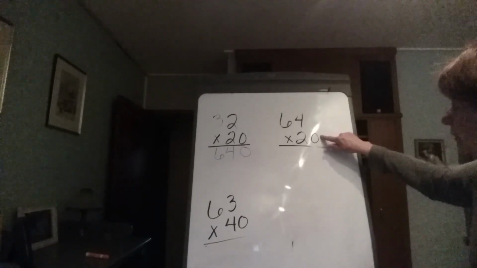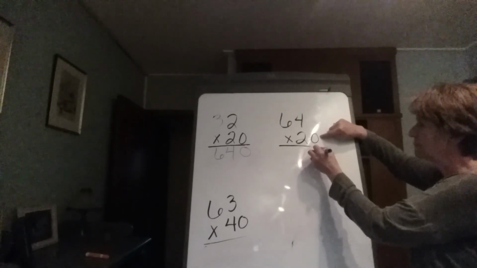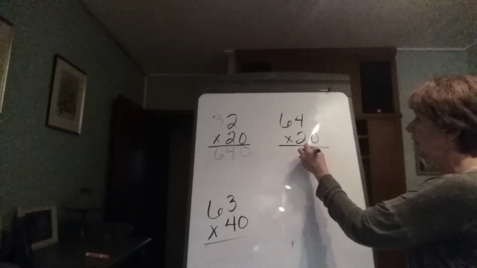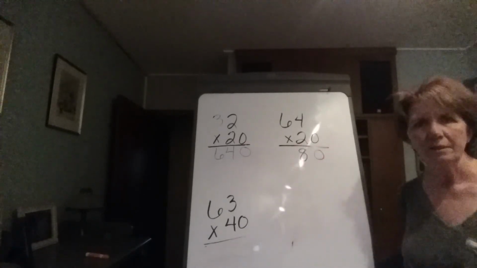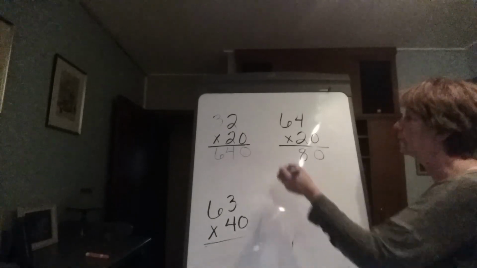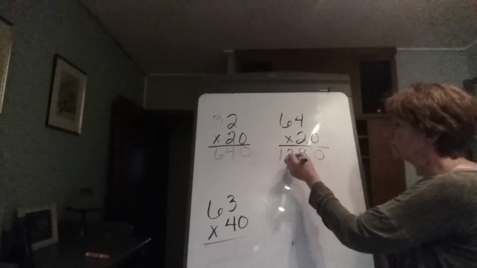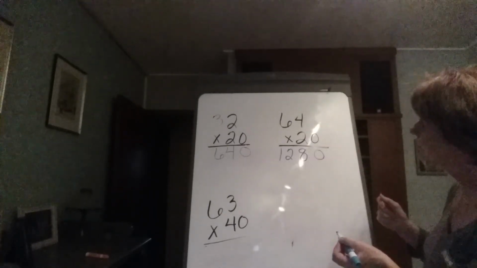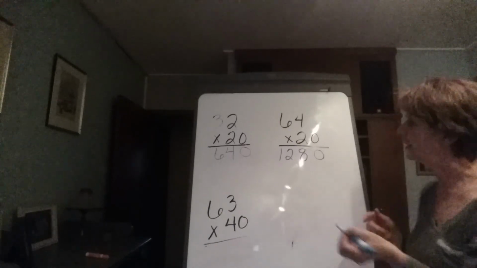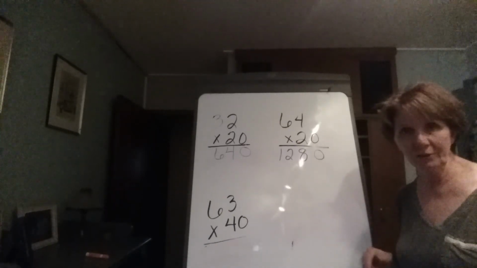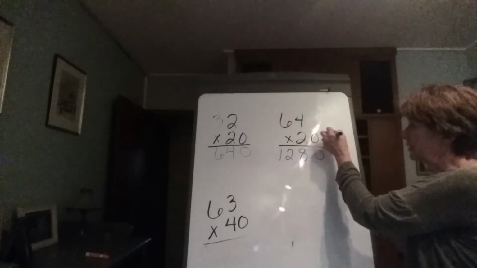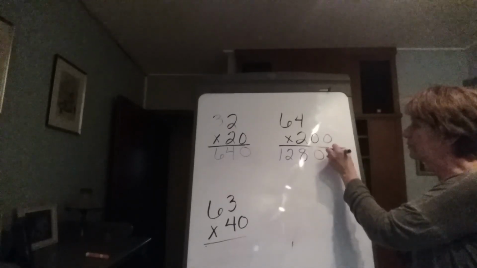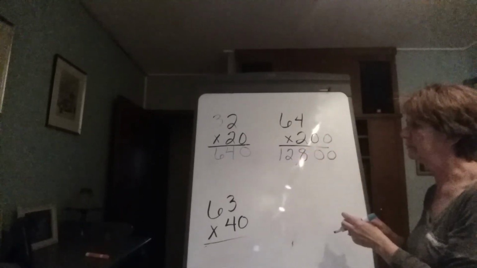Let's see. First of all, we drop down the 0. 4 times 2 is 8, and 6 times 2, 12. So just like 64 times 2 is 128, 64 times 20 is 1,280. And you can do that with multiples of 100 also. So if this were 64 times 200, you just stick those zeros out beyond and drop them down. Of course, then you have a comma there, okay?